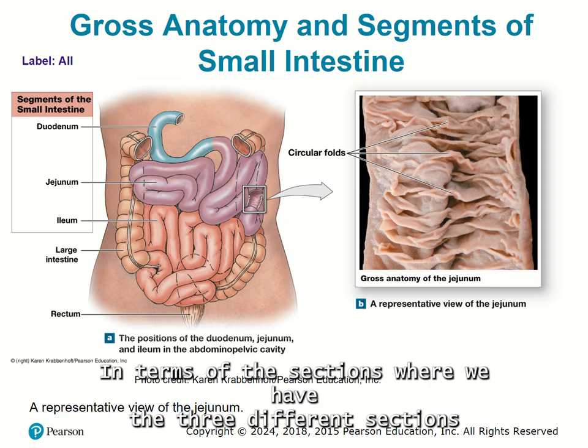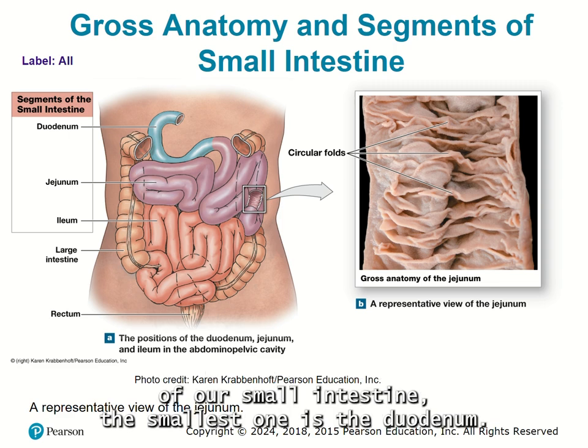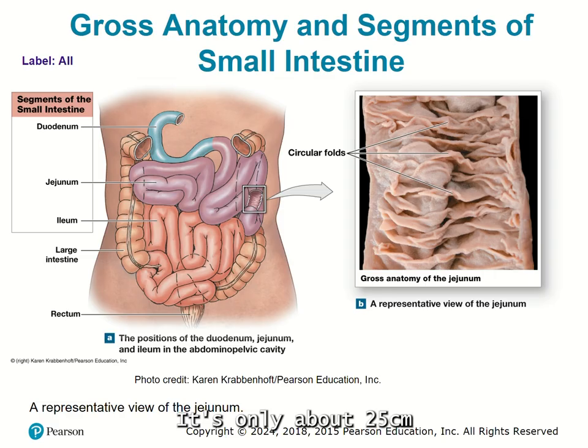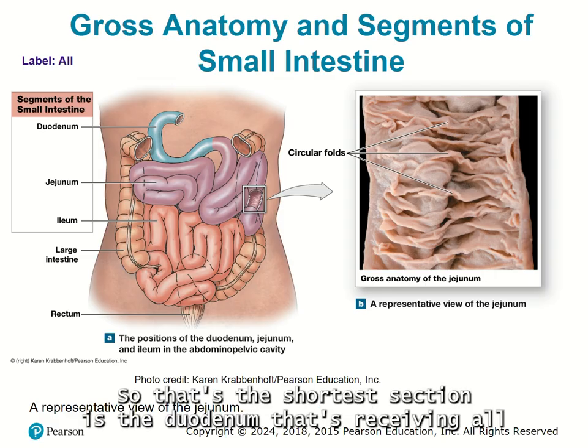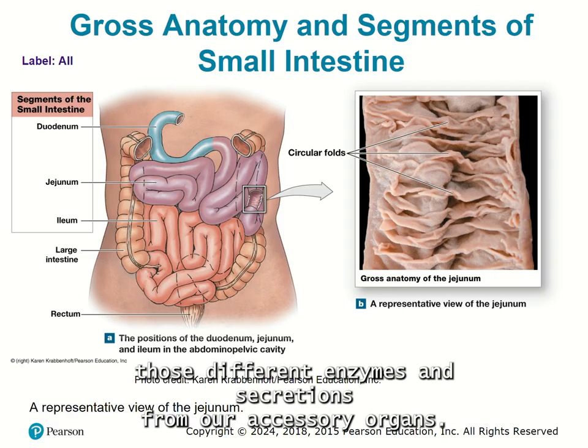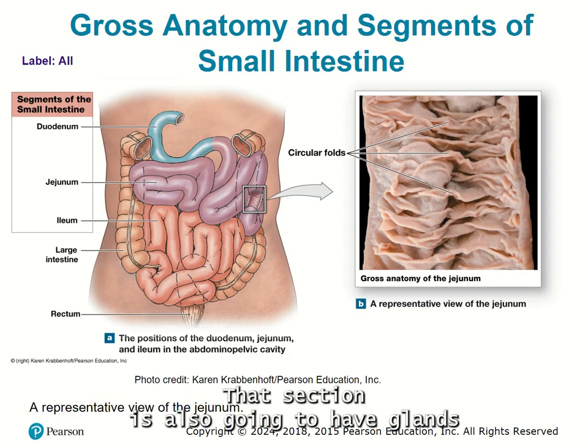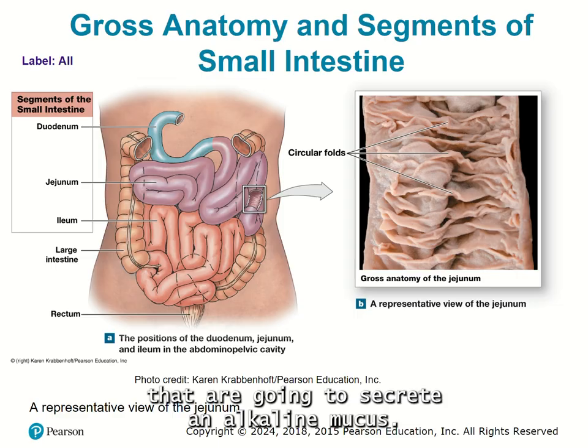In terms of the 3 different sections of our small intestine, the smallest one is the duodenum. It's only about 25 centimeters. So that's the shortest section, the duodenum, that's receiving all those different enzymes and secretions from our accessory organs. That section is also going to have glands that are going to secrete an alkaline mucus.